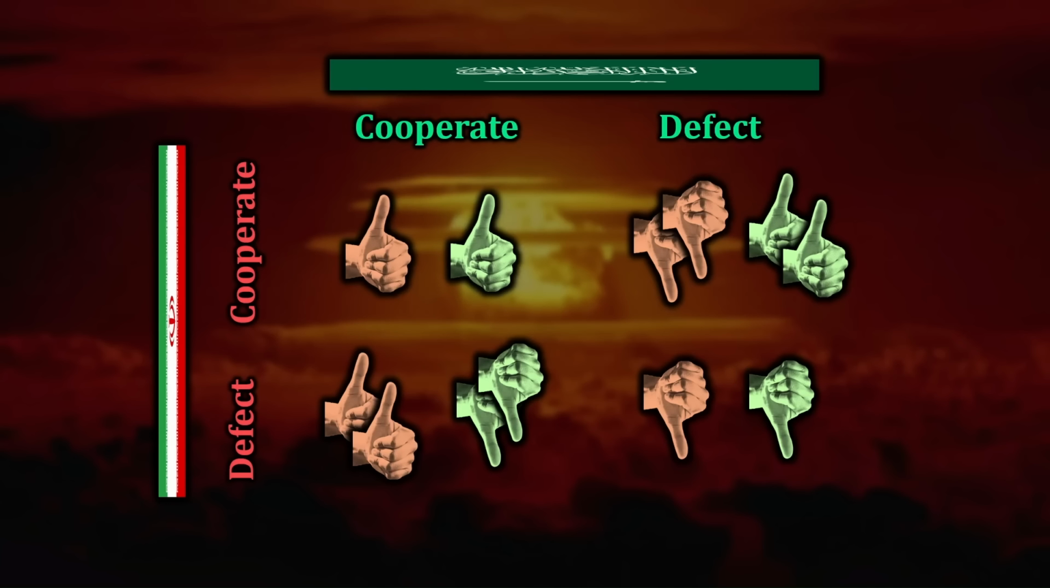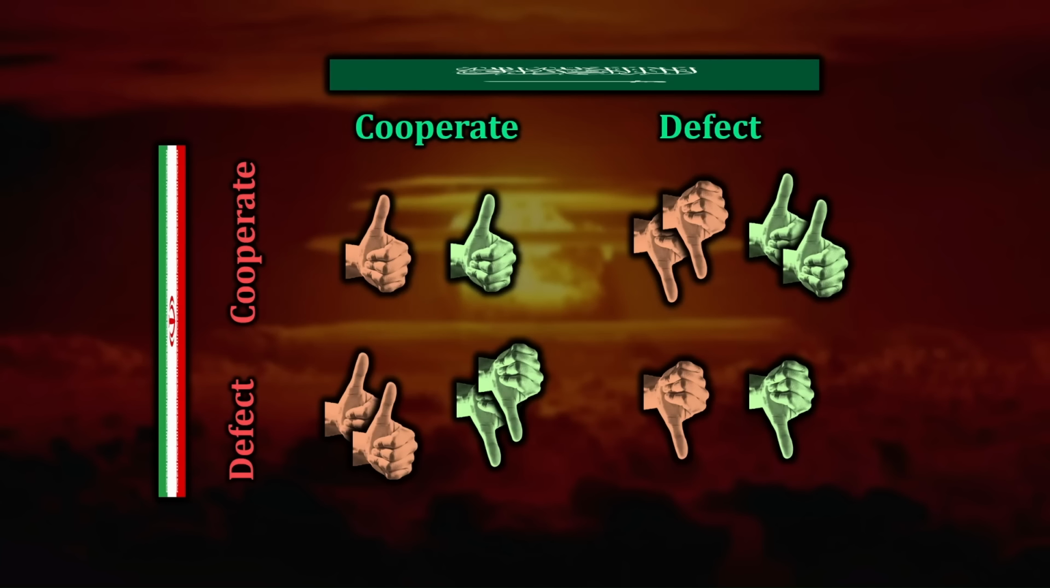Thus, to recap this entire system, Iran most prefers defecting while Saudi Arabia cooperates. Iran gets to take advantage of the situation. The next best outcome for Iran is mutual cooperation between the two parties. The next favorite outcome for Iran is mutual defection between the two parties. And Iran's least favorite outcome is Iran cooperates while Saudi Arabia defects.